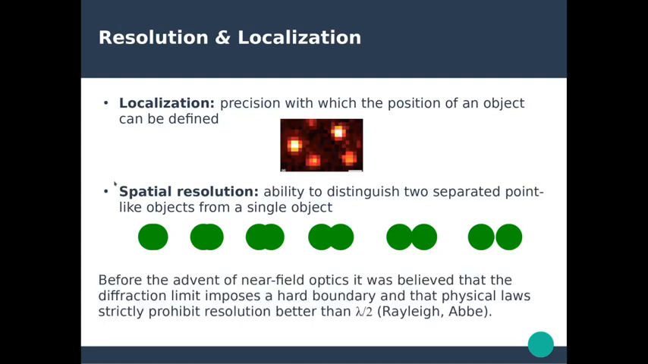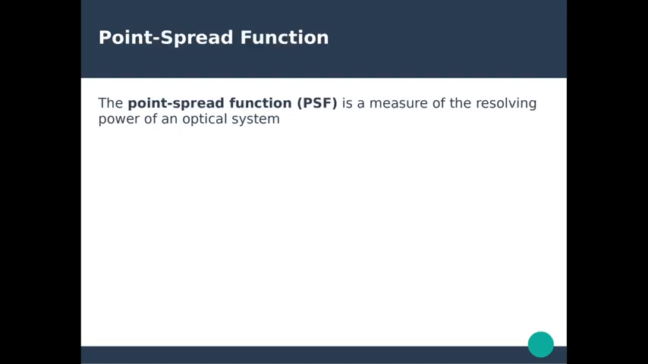So, before the birth of near-field optics, it was believed that the diffraction limit was imposing a hard boundary on the spatial resolution, which could not be better than lambda over 2. However, we need to understand where this diffraction limit comes from in order to understand what we can do to beat it. So we have to introduce the concept of point spread function, which is simply a measure of the resolving power of any optical system.